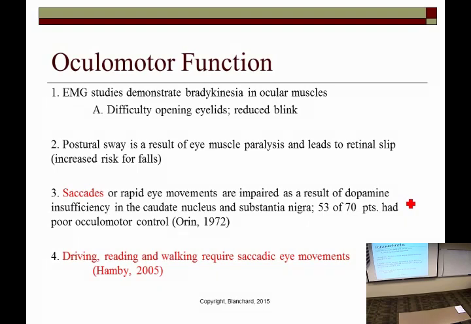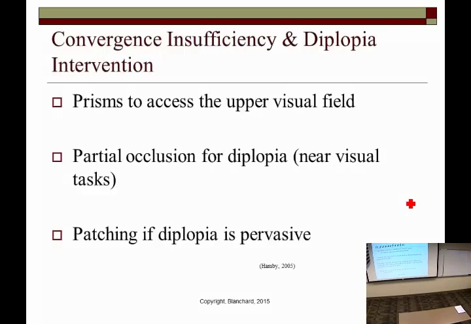The same slowness of movement that we see in the extremities, we see in the eyes. They may also have postural sway or increased postural sway. Clients with Parkinson's disease may be just standing and have much more postural sway than other people. Okay? We talked about saccades, and we talked about the slowness of the saccades. Okay. Convergence insufficiency and diplopia.